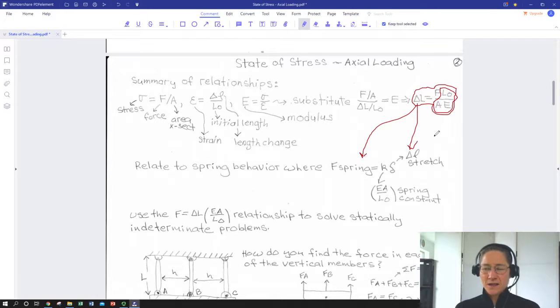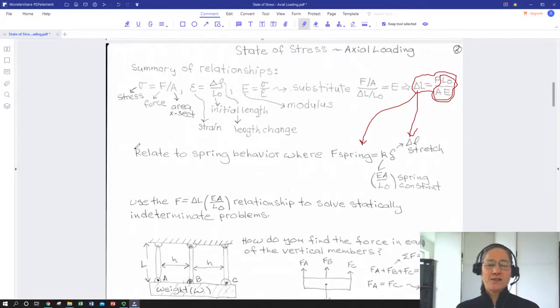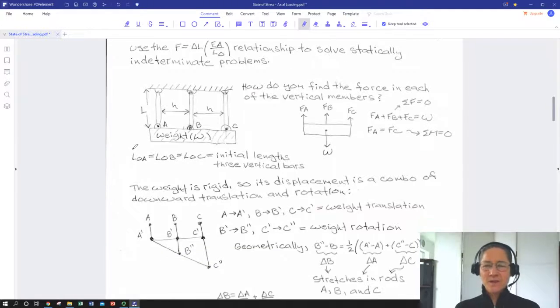Here's where we're going to leverage our small strain, small deflection approximations, and do a little bit of geometric wrangling so we can deploy this additional expression to solve statically indeterminate problems. So up to this point, we've introduced the definition of stress and the definition of strain, both just simple axial direction relationships.